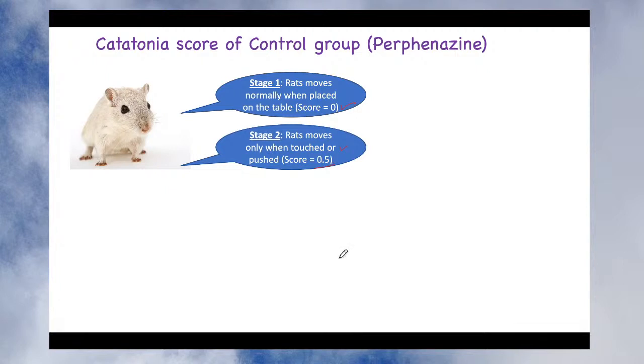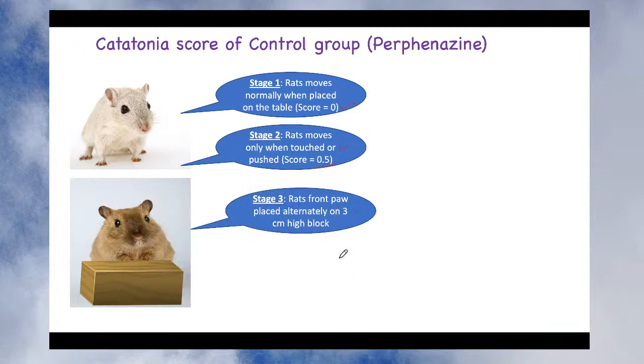Now this is what we have seen in the case of stage 2. In the case of stage 3, the rat's front paw is placed alternately on a 3 centimeter high block. So you keep the front paw of the rat on the 3 centimeter block, and when the animal fails to correct the posture in 10 seconds, then again you will give a score.